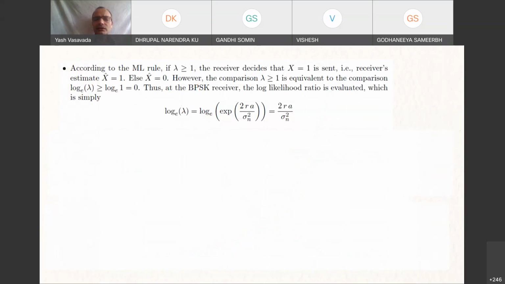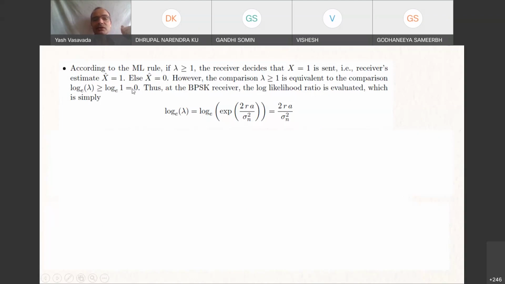Okay, so the trick now that we are going to play is that instead of comparing the likelihood ratio to 1, we will do what is known as log likelihood ratio. And it turns out that comparing likelihood ratio to 1 is the same as comparing log likelihood ratio to 0. Because if I take the log of both the sides of this test, LRT, the likelihood ratio test. So here I took the log of both the sides.